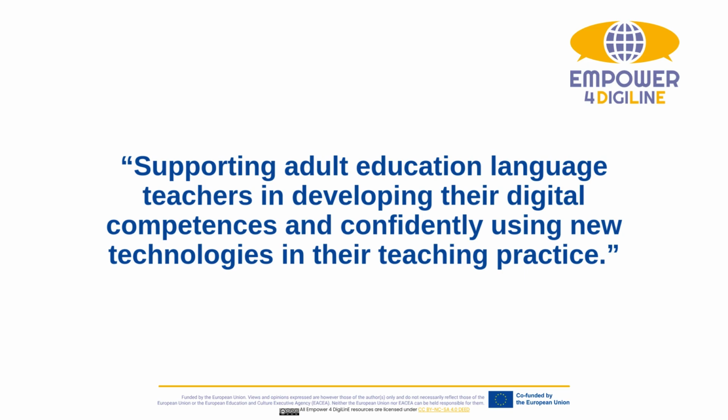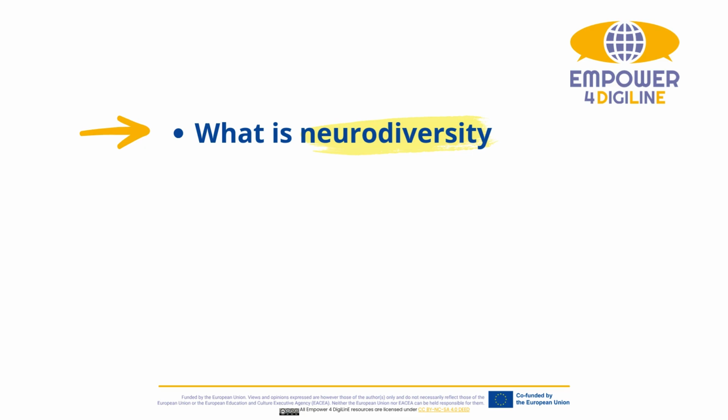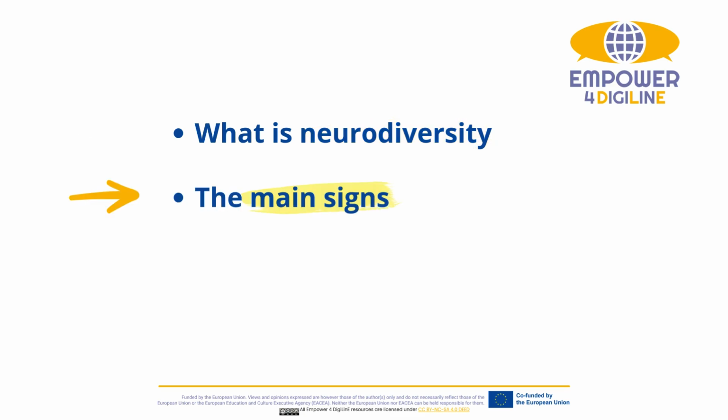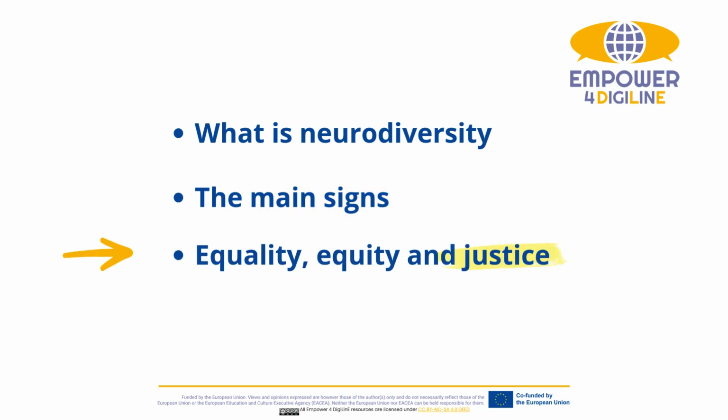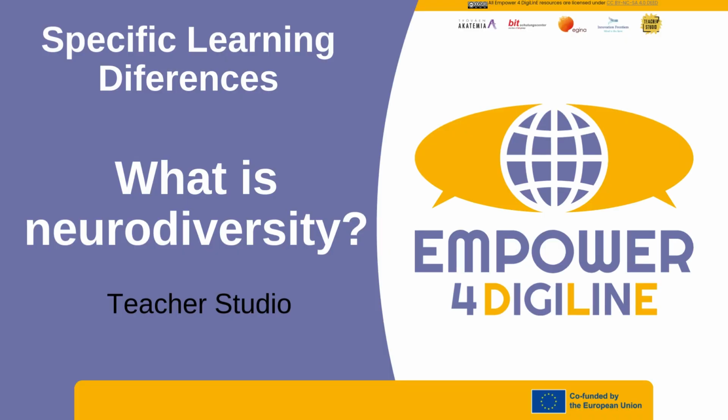During this part of the MOOC, we will explore several key areas. We will start by looking at what neurodiversity is. We will be looking at the main signs of dyslexia, ADHD, and autism in language learners. We will talk about equality, equity, and justice in education. And we will look at strategies to make our classes and materials more inclusive for neurodiverse learners. So let's go ahead and start by looking at what neurodiversity actually is.